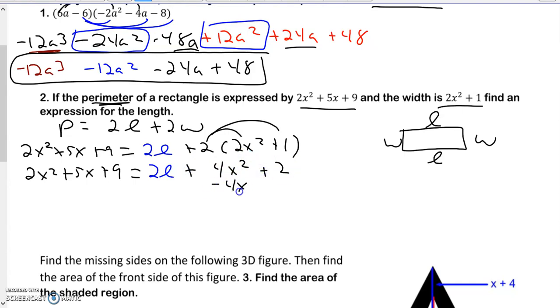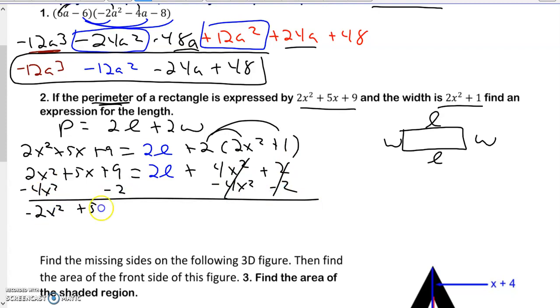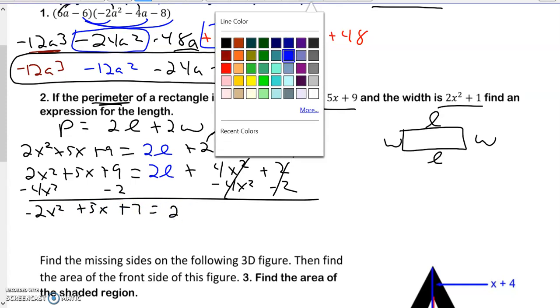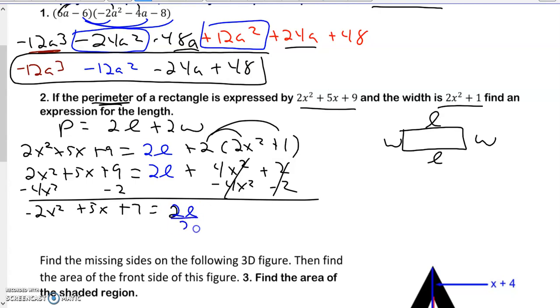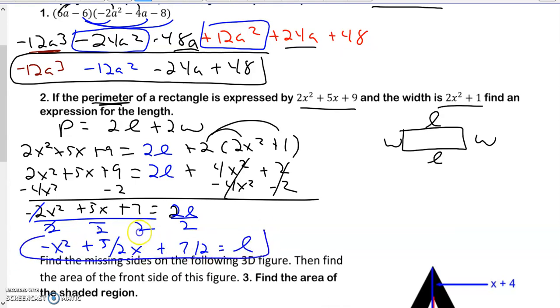And then I need to subtract and get the L by itself. So I'm going to subtract two things at one time. This cancels out, and that's going to get me a negative 2x squared plus 5x plus 7 equals 2L. Now I'm going to divide everything by 2. So when I do, the 2's cancel out, and I get a negative x squared plus 5 over 2x plus 7 over 2 equals L. So that would be my correct answer.